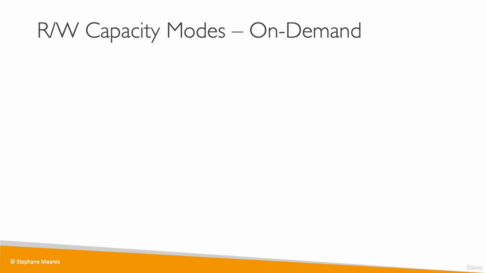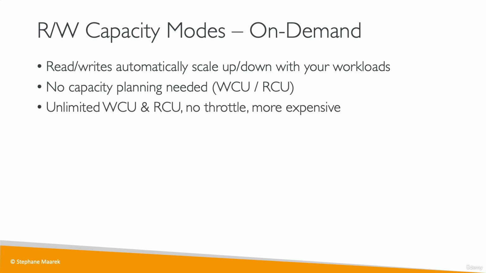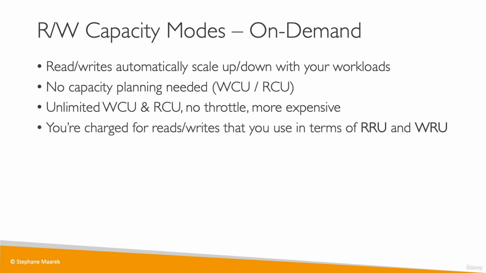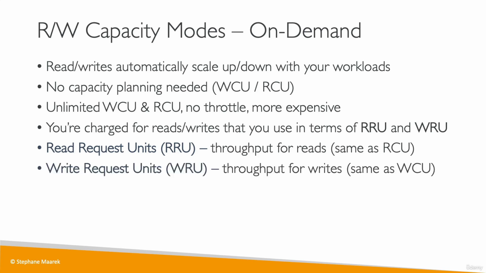Now, the last mode we need to understand, and this is a much easier mode to understand, is the on-demand read-write capacity mode, which is going to automatically accept any reads and any writes, and is going to scale up and down based on your workload. So there's no capacity planning needed. You do not specify the RCU or the WCU. It's unlimited. There's no throttling, but obviously this is more expensive. And you're going to be charged for the actual reads and writes. This is what is called read request units, so RRUs, and write request units, which is WRUs.